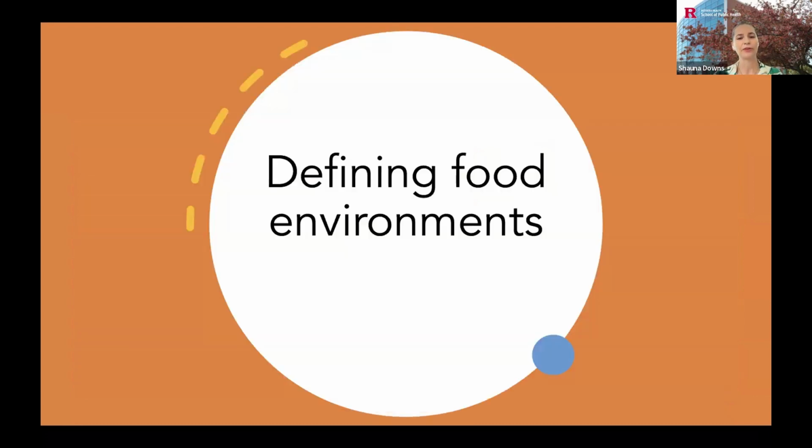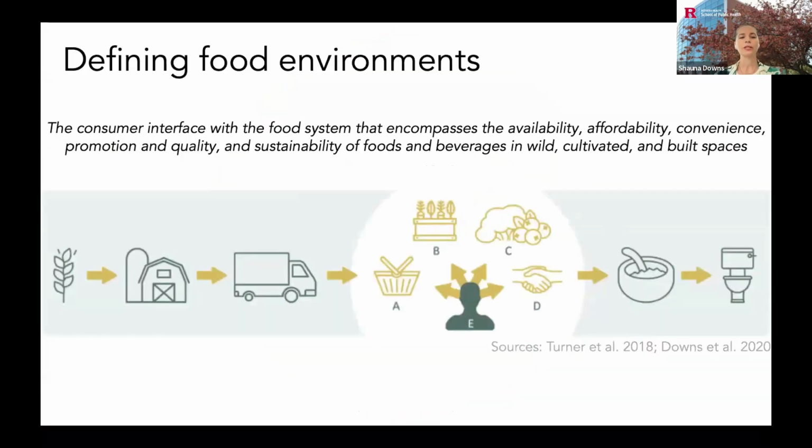All right, so defining food environments. Food environments are really the consumer interface with the food system that encompasses the availability, affordability, convenience, promotion and quality, and sustainability of foods and beverages in wild, cultivated, and built spaces. We recognize that there are many definitions of the food environment. This is the one we're using for this project, but many of the definitions have a lot of overlap and there are just some intricacies, but this is the one that we are using for the toolbox.